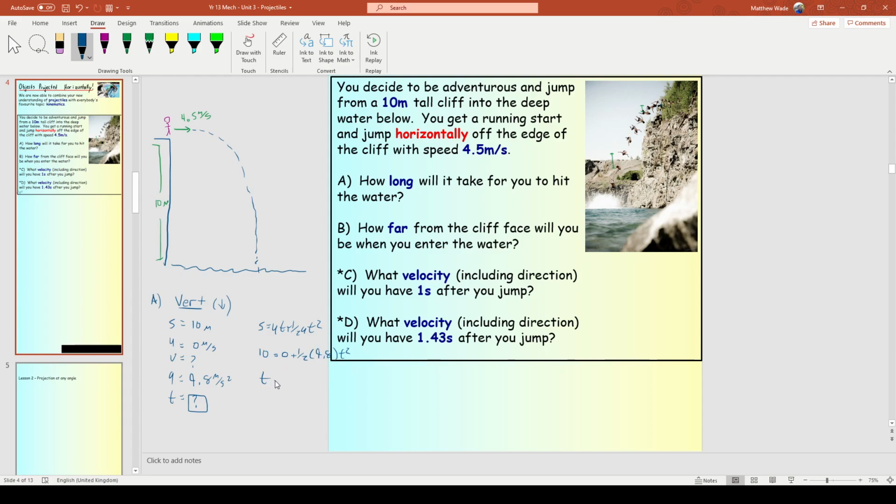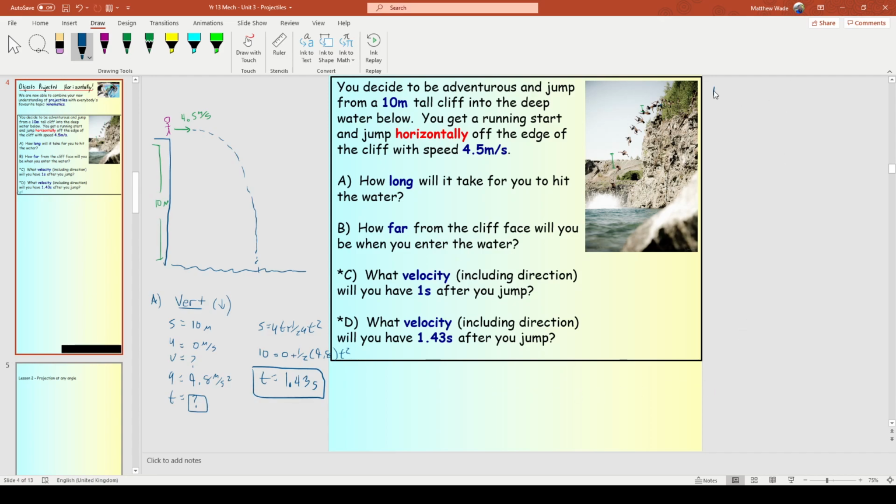No marks for rearranging, so t equals the square root of 10 divided by 0.5 times 9.8, and this equals 1.43 seconds to 3 significant figures. Happy days. Got it, my buddies? 1.43 seconds is how long he's in the air for.